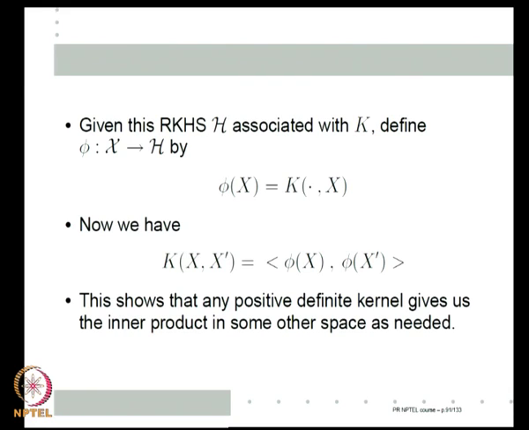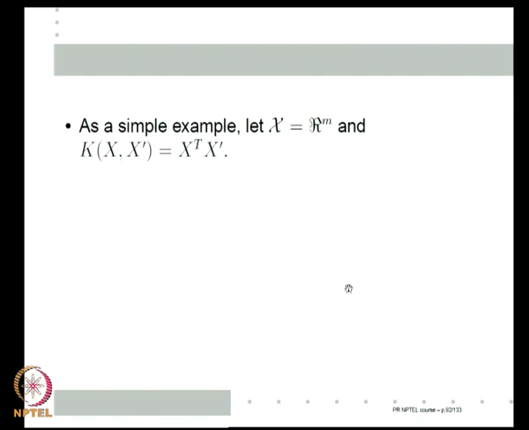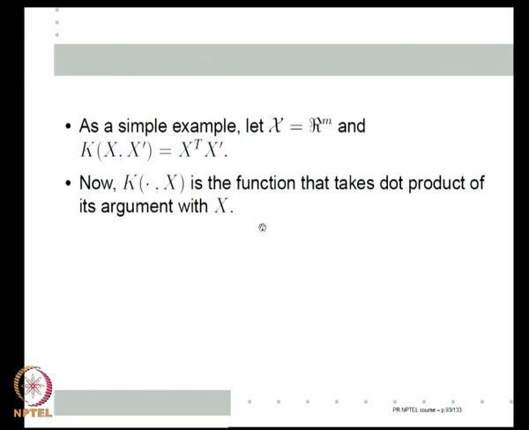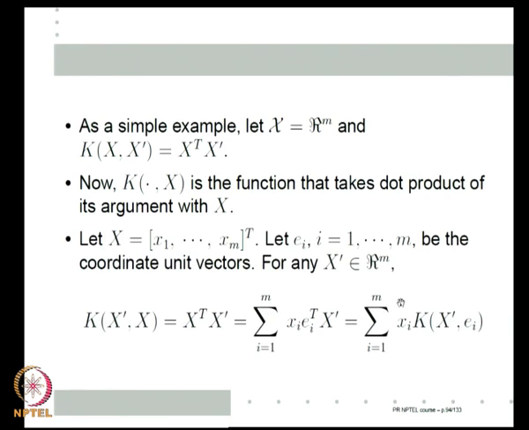Okay. Now, let us get a little more idea of what this RKHS is. In a very familiar setting, we may get some more idea, so we will look at a very simple example. Let us assume X is R^m and let us take the simplest linear kernel, K(x, x') = x^T x'. So, what will be K(·, x) now? K(·, x) is a function that takes the dot product of its argument with x. For each x, I have a function K(·, x). You give x' as the argument of the function, out comes x'^T x. So, essentially K(·, x) is the function that takes the dot product of its argument with x.